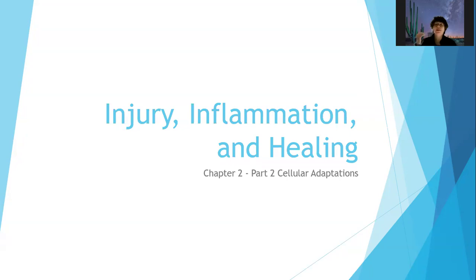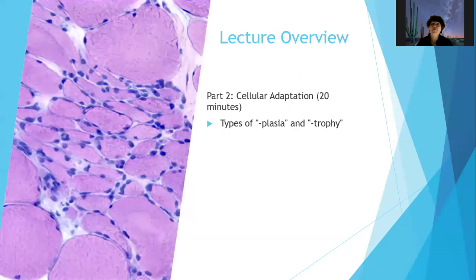We talked about the internal and external environment and changes that happen to damage cells. Sometimes changes to the environment or the DNA or other changes require that cells, groups of cells, adapt. And we're going to talk about the different types of cellular adaptations. Same learning objectives. We're going to talk about the difference between plasia and trophy. So, hyperplasia and hypertrophy, two different things.